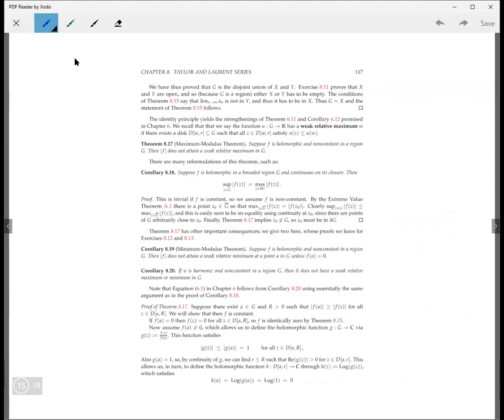Okay, so the maximum modulus principle. This is really important, or somewhat important. Suppose f is holomorphic and non-constant in region G. Then the modulus of f does not attain a weak relative maximum in G. Usually this sounds kind of weird at first. Whoa, it doesn't attain a maximum in the region. But what it really means is that the maximum is going to be on the boundary.